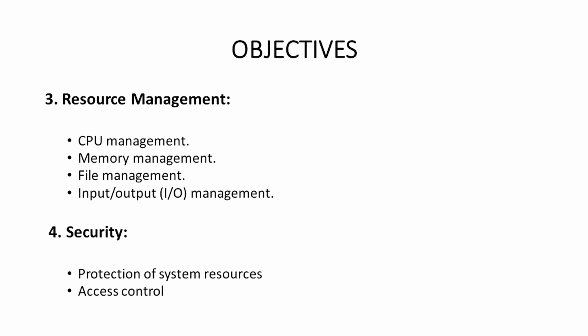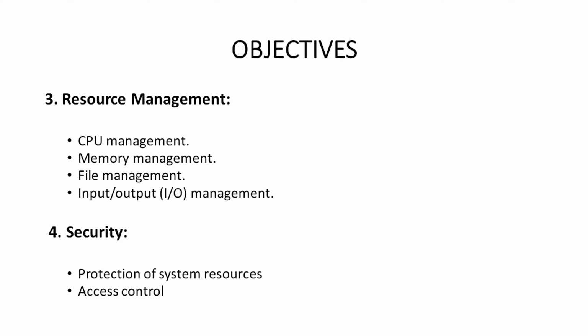Third objective is resource management. In the resource management, the first one is CPU management. The operating system manages the allocation of CPU time to different processes, ensuring that no single process sits idle. Next one is memory management. It manages the computer memory, allocating spaces to different programs and data and preventing conflicts. The third one is file management. The operating system handles the storage and retrieval of files, providing a structured way to organize and access data. And the last one is input-output management. It manages the interaction between the computer and the external devices like printer and keyboards.